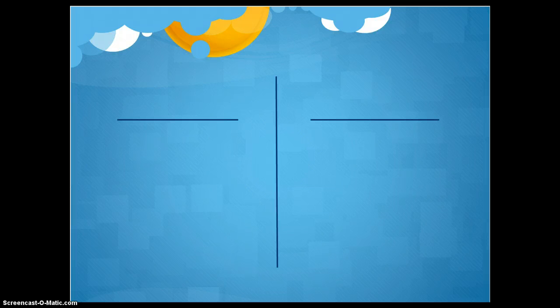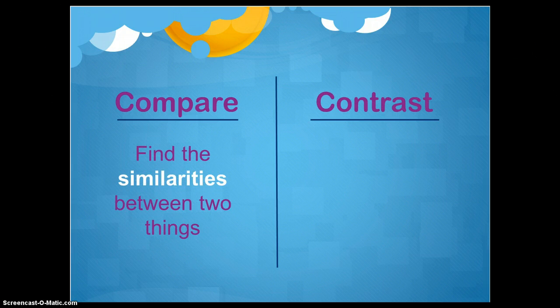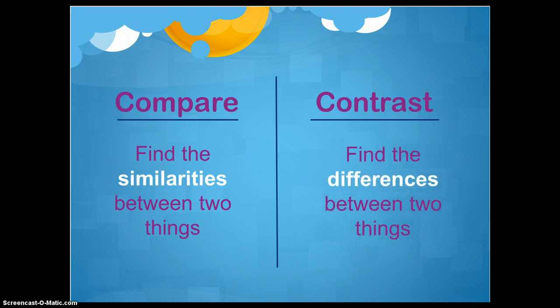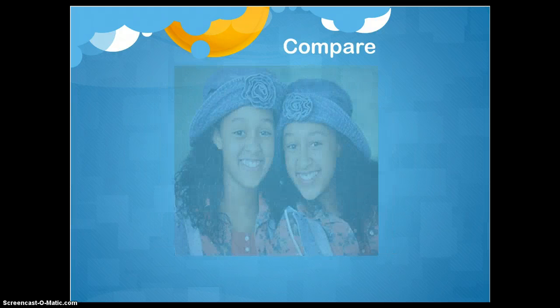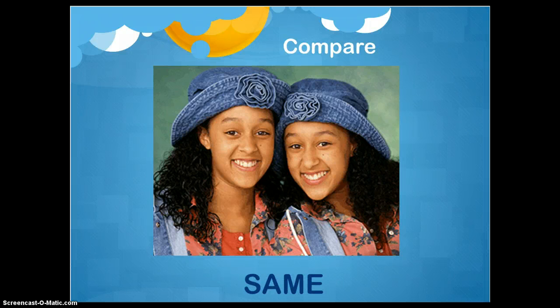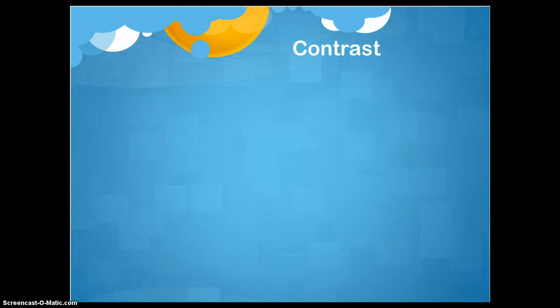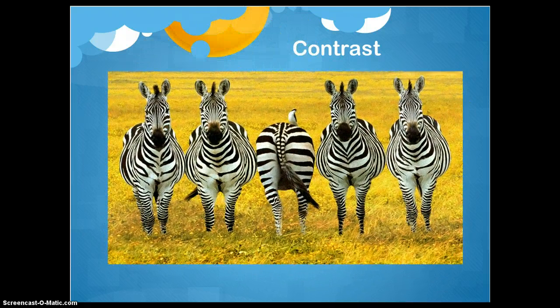One of the biggest problems with compare and contrast is remembering which is which. To compare means to find similarities, and to contrast means to find differences. When you compare, you find what is the same. In the picture, the two girls are wearing the same outfit. When you contrast, you find what is different. In this picture, the zebra in the very middle is facing a different direction than the other zebras.